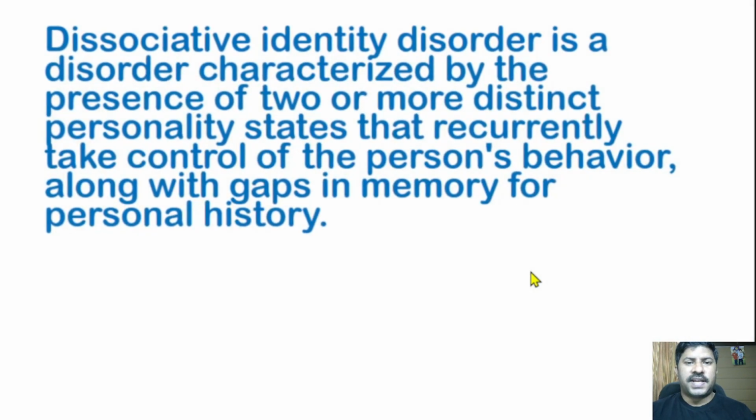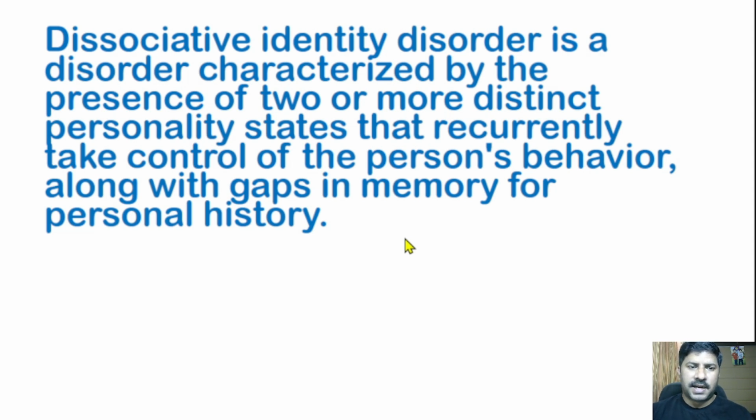So dissociative identity disorder is a little bit more serious condition. Earlier it was known as multiple personality disorder. Now it is changed to dissociative identity disorder. DID is a disorder characterized by the presence of two or more distinct personality states that recurrently take control of the person's behavior, along with gaps in memory for personal history. The person will not understand that he is behaving like two separate personalities. Without his understanding, the person will behave like two separate persons.